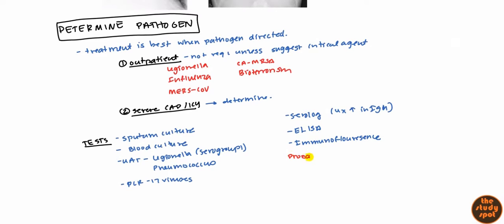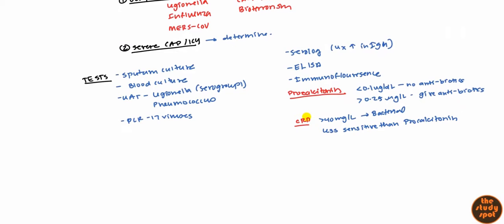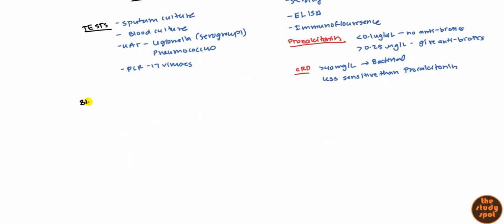There are some biomarkers such as procalcitonin. Generally, if it's less than 0.1 micrograms per deciliter, you don't want to give antibiotics, because the chance that it's an actual bacteria is very small. However, if it's greater than 0.25, then you do want to give antibiotics. So this is one marker that you can use. CRP is also used, and generally if it's greater than 40, it's bacterial. However, it's less sensitive than procalcitonin, so procalcitonin is used more often. So that's what we have. Let's move on.